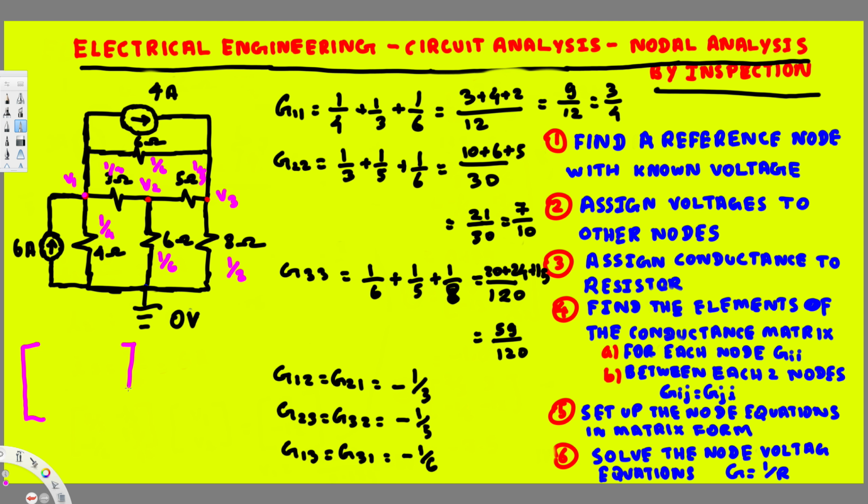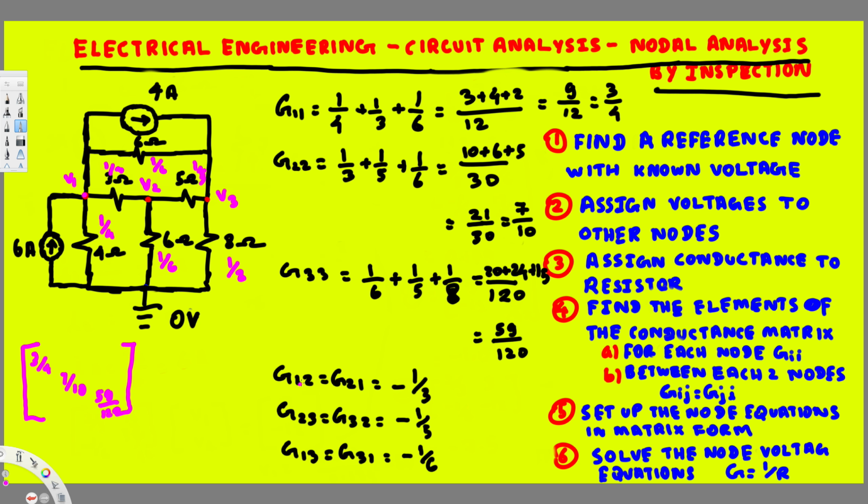Okay, so these values 1 1, 2 2, 3 3 all refer to the row and column. 1 means first row first column, second row second column, third row third column. So this is going to be the diagonal in a 3 by 3 matrix. These three values are going to be on the diagonal. The first one we know is G11, 3 by 4, which we put in first row first column, and 7 by 10 is in second row second column, and 59 over 120 is in third row third column.